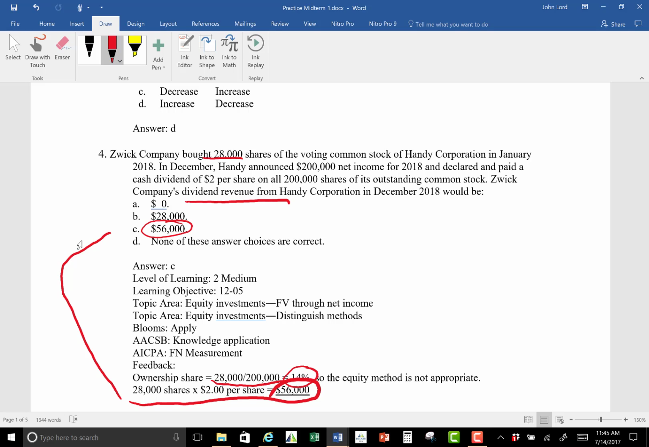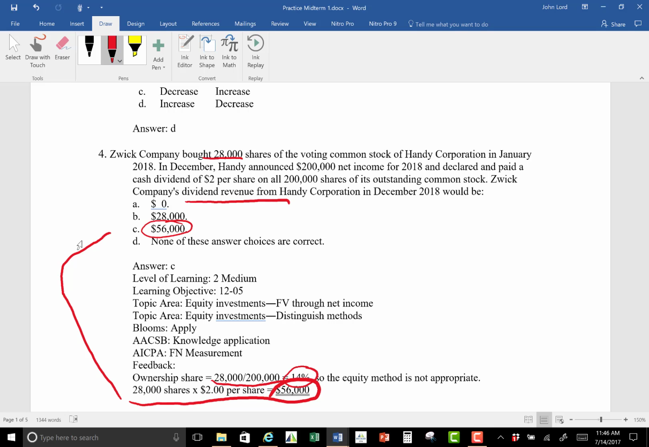What if this problem had the same fact pattern, but said that Zwick has significant influence over Handy? Now what should I do? Use the equity method, right? So be careful with that, guys, because there's a good chance I might do that to you on the test. I might give you the pleasure of sitting there reading the question, and they'll buy an amount that's under 20%. But if I say they have significant influence, you're going to have to use the equity method, right?